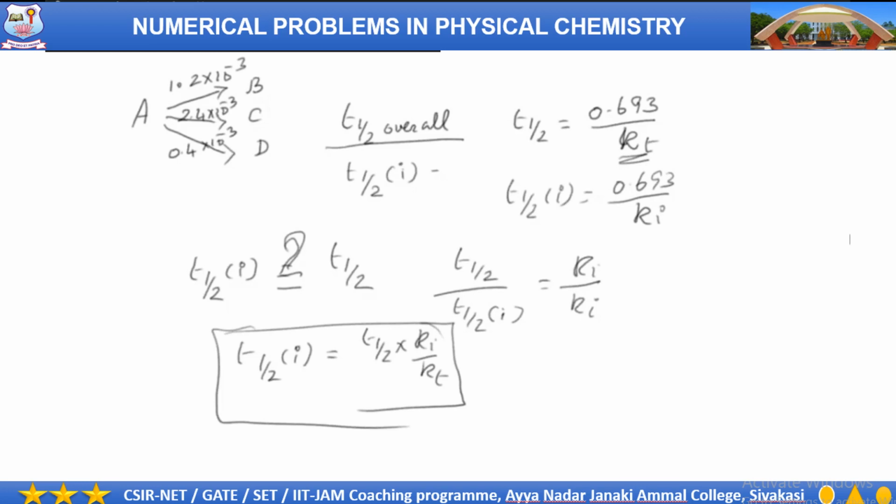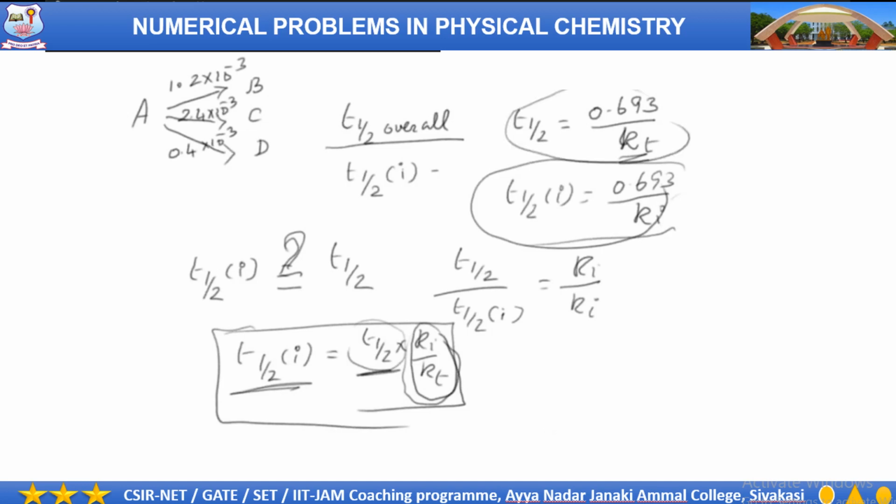What is this, Ki by Kt? It is the fraction of that ith mode. Therefore, the overall T half, multiplied by the fraction of the ith mode, you will get this one. Therefore, this equation can be applied when overall T half and fraction are given. You can work this out. If individual Ki values are given, you can work out using this equation itself.